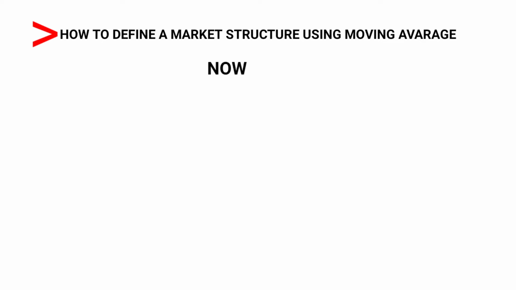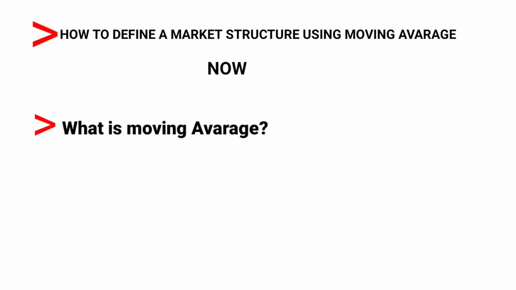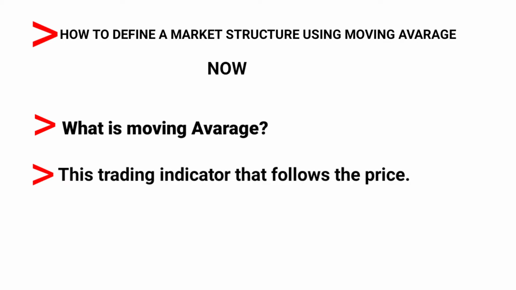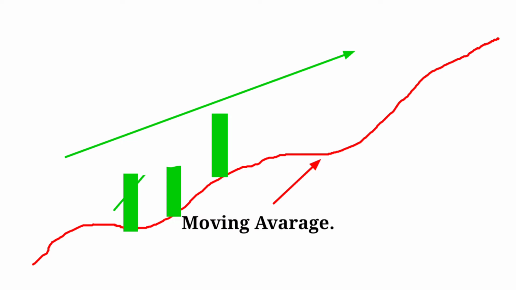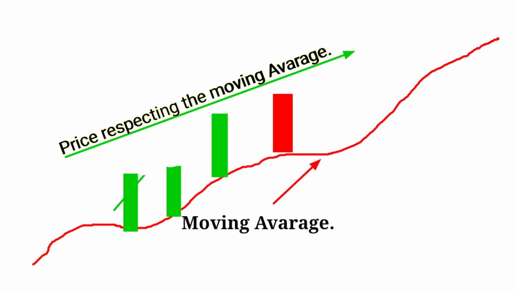Now, what is moving average? Let's take it this way. It's a trend indicator that follows the price. Let's give a little sketch of what we mean by that. Let me do a little drawing so that you can see before we move to the live chart for better clarification. This type of line is called a moving average. You can pull it up in your indicator, then you see how the price respects it. That's what we call moving average.